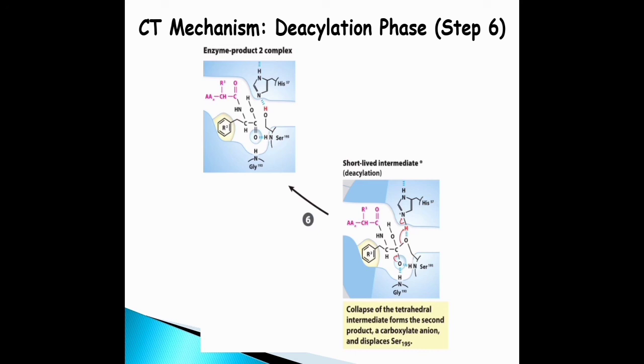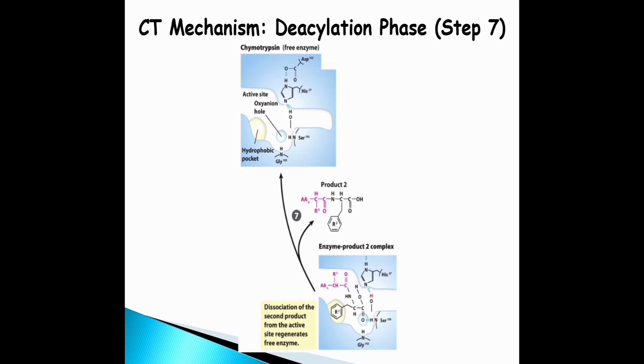CT mechanism, deacylation phase, step 6. Enzyme product 2 complex. Short-lived intermediate, deacylation. Collapse of the tetrahedral intermediate forms the second product, a carboxylate anion, and displaces SER195. CT mechanism, deacylation phase, step 7. Chymotrypsin free enzyme, product 2 complex. Dissociation of the second product from the active site regenerates free enzyme.